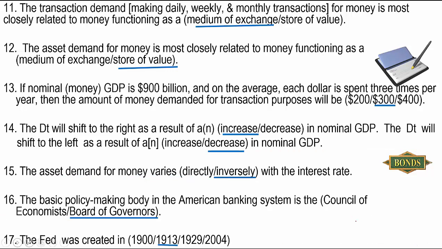I think number 13 requires a little bit of explanation. Remember, transaction demand is the money we need for transactions. So if we have $300 that is demanded for transactions and every dollar is spent 3 times, then our GDP will be 3 times 300. That is how all 3 of those numbers are related to each other.